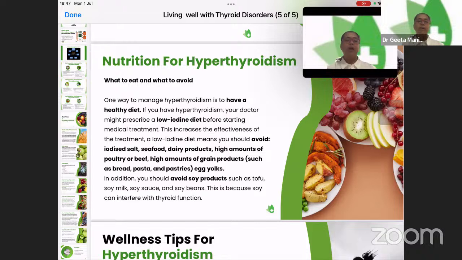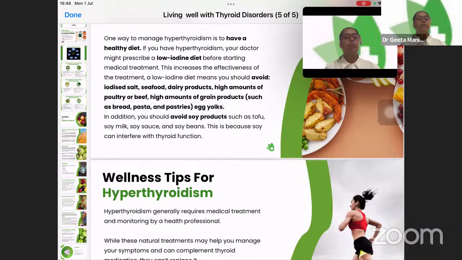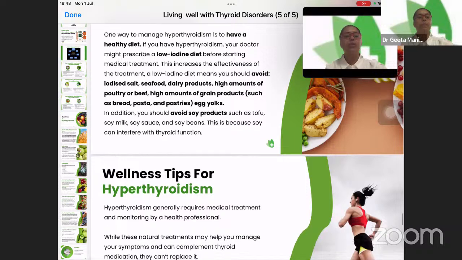A low iodine diet means you should avoid iodized salt, seafood, dairy products, high amounts of poultry or beef, high amounts of grain products such as bread, pasta, or pastries, and egg yolks. Egg yolks are also high in iodine. In addition, you should avoid soy products such as tofu, soy milk, soy sauce, and soybeans. This is because soy can interfere with your thyroid function.